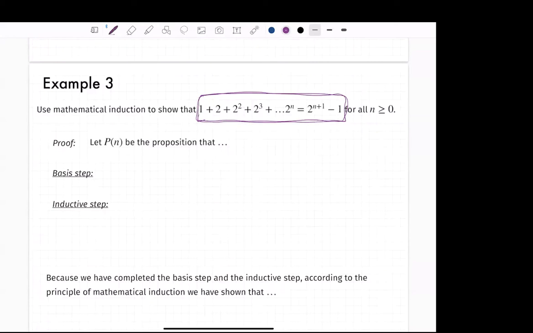Let's begin by telling people what our proposition is. This is our predicate, P of n, to be more precise. But what is it that we're saying about n? What is it that we're trying to prove? The predicate is exactly what's stated here.